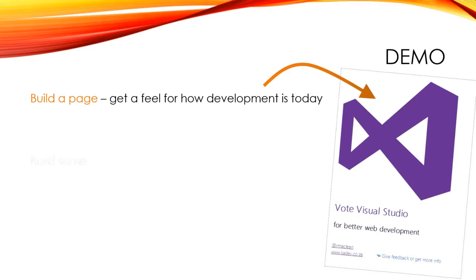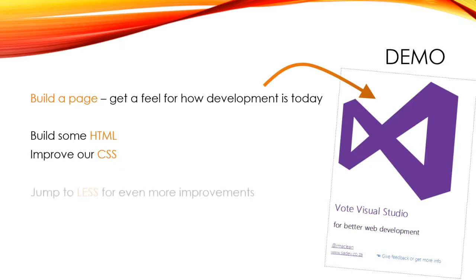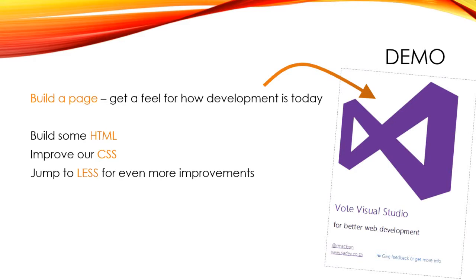We're going to start off by building some HTML, because everyone needs to do HTML. We're going to look at how we can improve some existing CSS I already have, and then how can we change that to less to get even more improvements in our CSS development cycle.